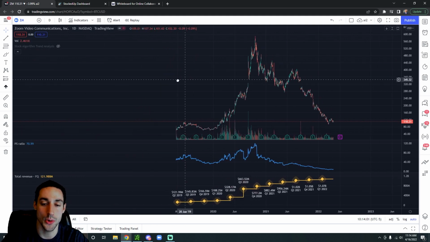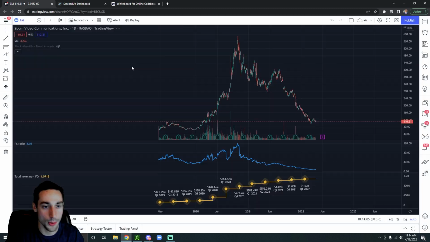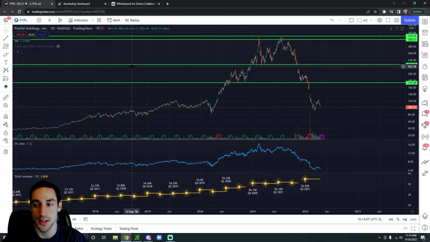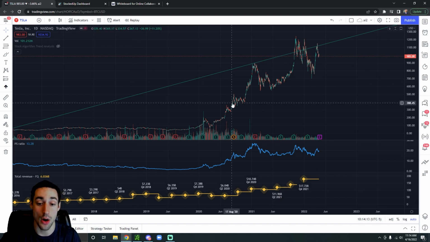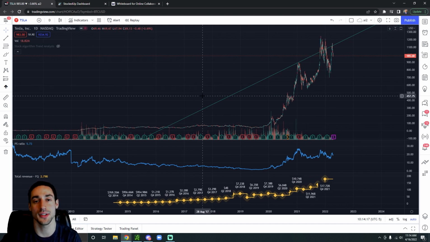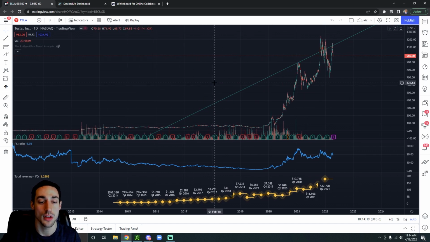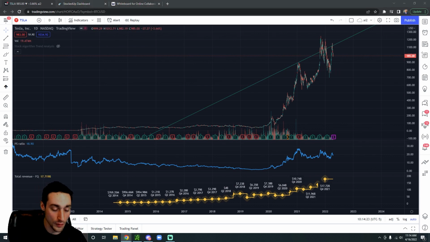But what you can do is, whatever company you're looking at, whether it's Zoom, Apple, PayPal, Tesla, any company you want, check out their price to sales ratio. One, historically, how it's been historically, but also two, how it is relative to other stocks in the industry. So I'm going to show you how to do that in a second, but I also want to show you how to find the price to sales ratio for yourself.